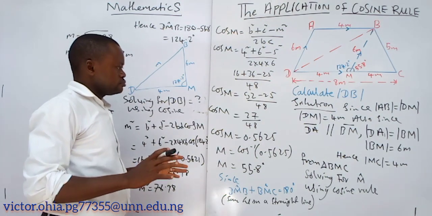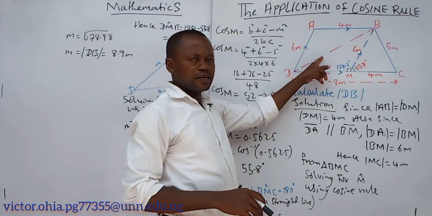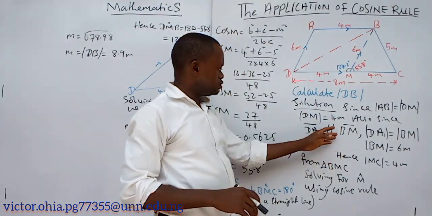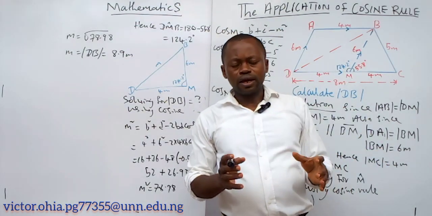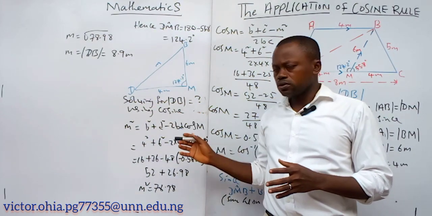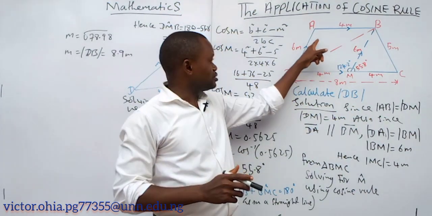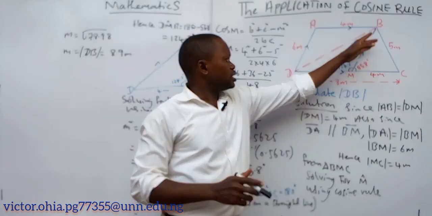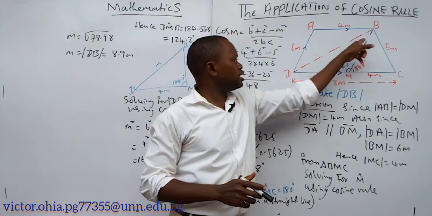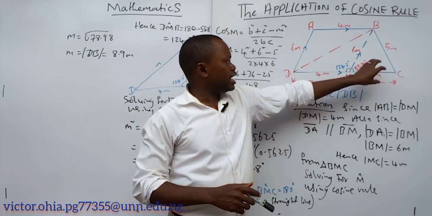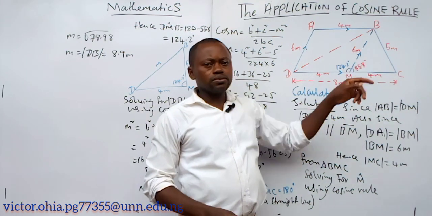So do you see the protocol we need to observe to be able to get down here? In calculating this, we followed it one after the other. When you are given a question like this, you think and check what needs to be done. You see how I was able to understand that this is parallel to this, and by the properties of parallelograms this has to be equal to this, and since here is 6 meters, this line BM also has to be 6 meters. And I now saw a triangle that has three sides without an angle, and I understood that what I need to solve for any angle inside this place is cosine rule.